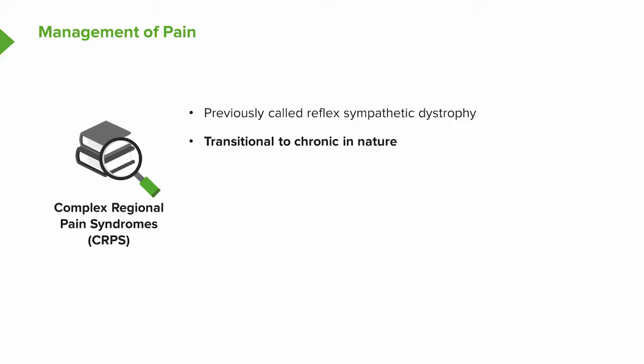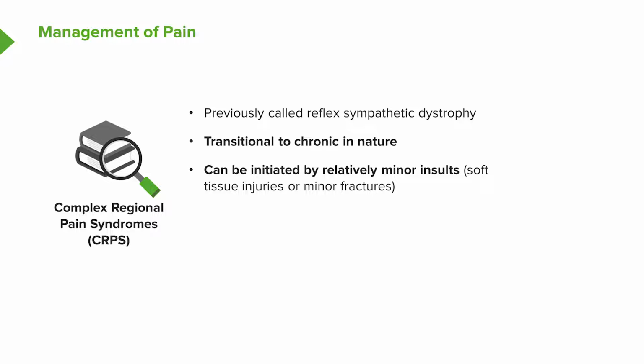It occurs in a transitional to a chronic form, and this is one of the conditions where if it's treated very aggressively in what I call the transitional phase, it can be treated and cured. It can be initiated by very minor insults, just soft tissue injuries, usually to the periphery, more commonly in upper limbs than lower limbs, but it can occur in either.